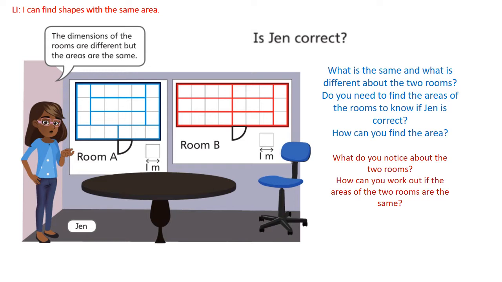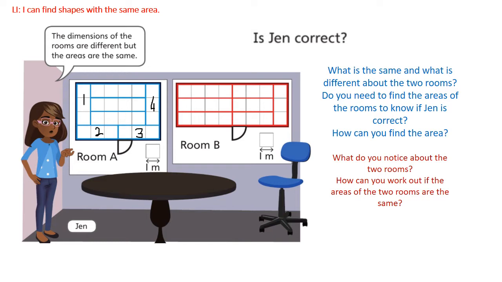So in A, there are 24 squares. I'll let you count B. What did you notice? B is 24 as well. So we can say that both rooms have the same number of squares, so the area must be the same.